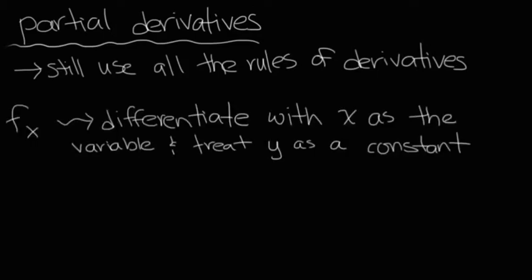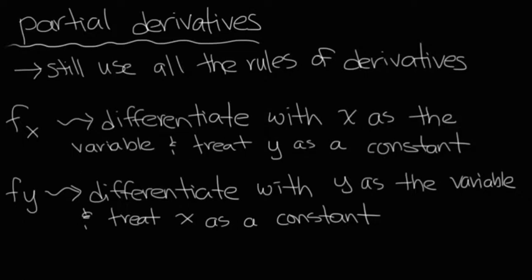For notation purposes, they're going to give you something like f subscript x, just like I wrote there. What this means is take the derivative, treating x as the variable, and treat y as a constant. So treat y and any other variable as a number, like 2 or 3 or something. Similarly, if you're given f subscript y, you take the derivative, treating y as the variable, and you treat x and any other variable as a constant.